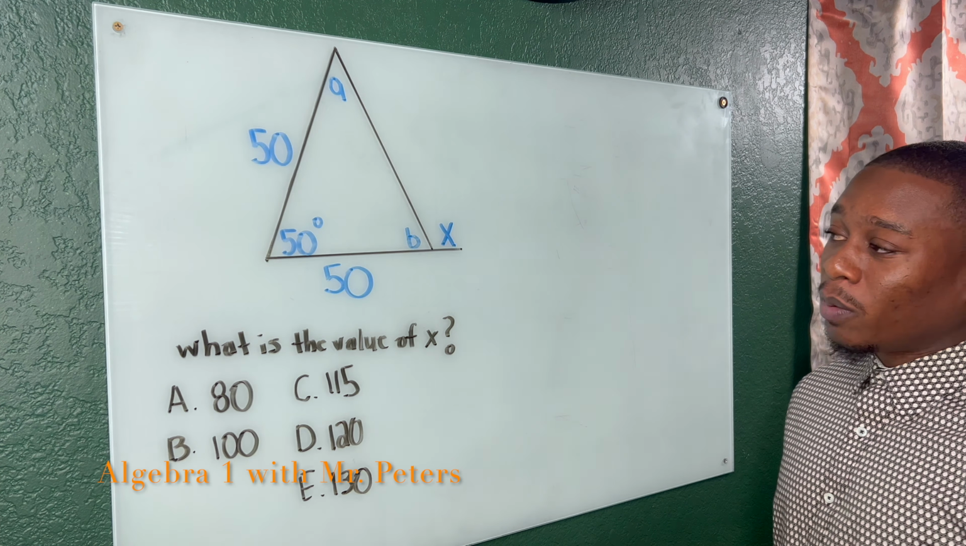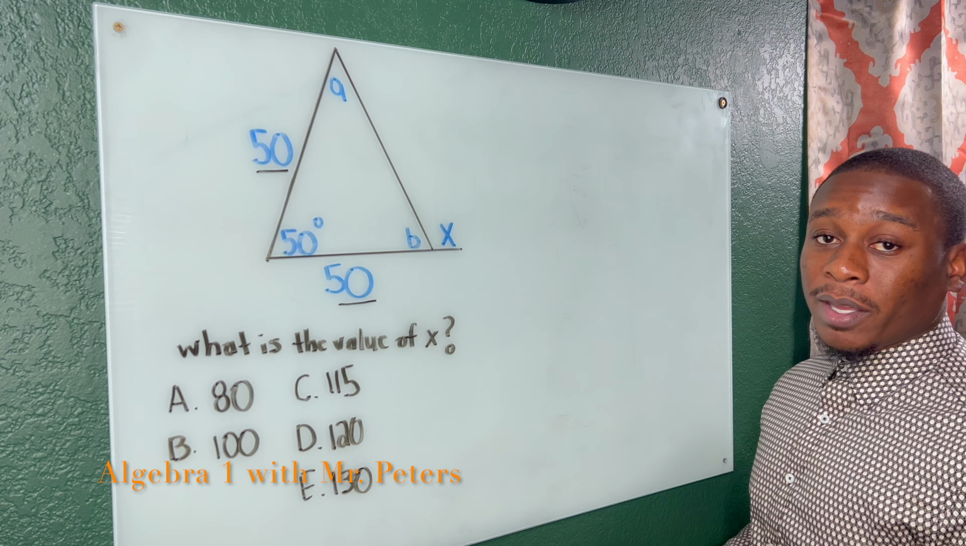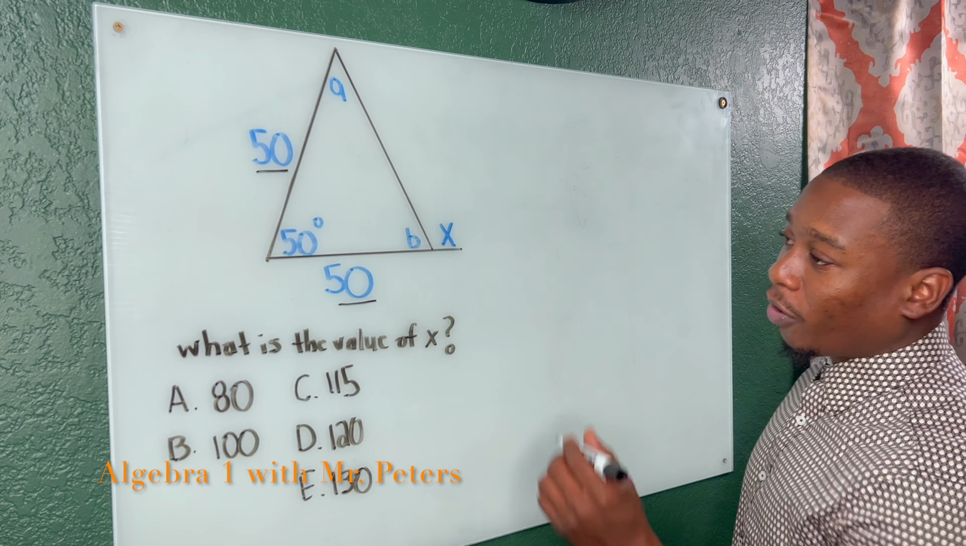So in this problem, we want to find the value of x. But before we do that, we have to figure out what A and B are, those two angles. And this is the hint that they give us. So anytime we have two side lengths or two angles that are the same, that means we're dealing with an isosceles triangle. So basically, A and B are going to be the same interior angle degree, right?